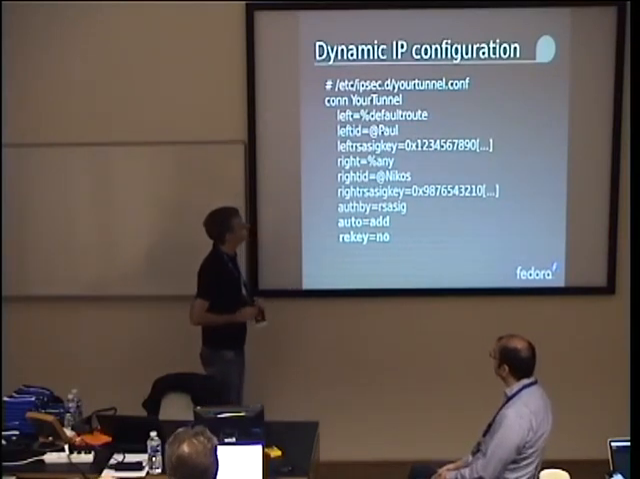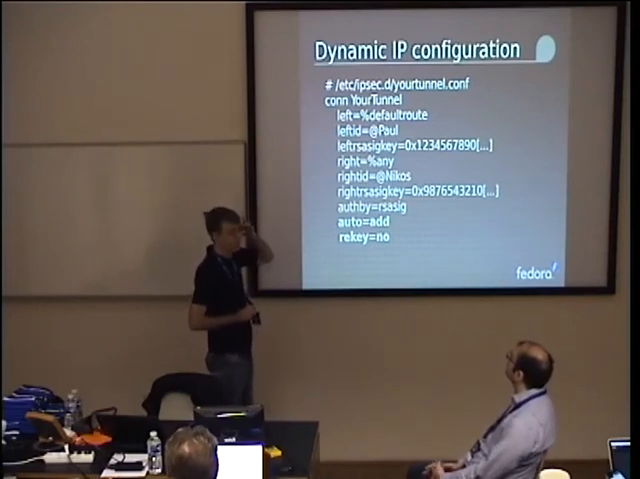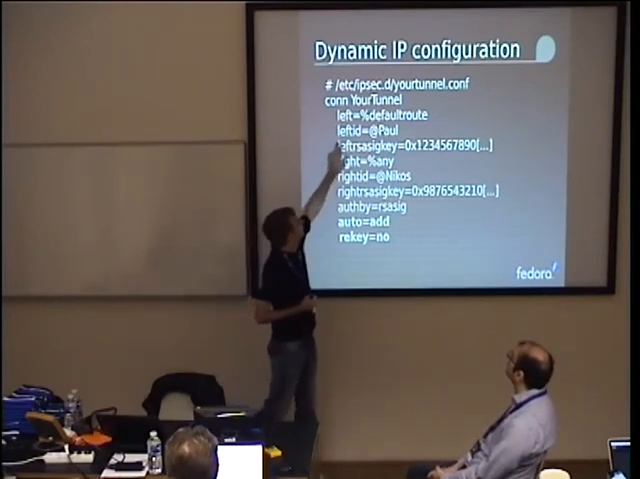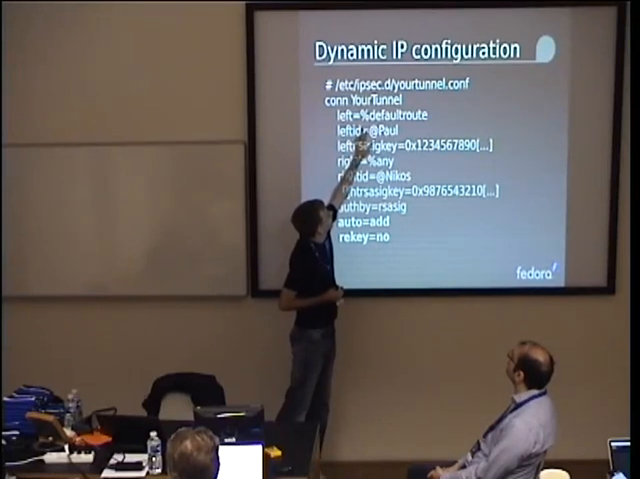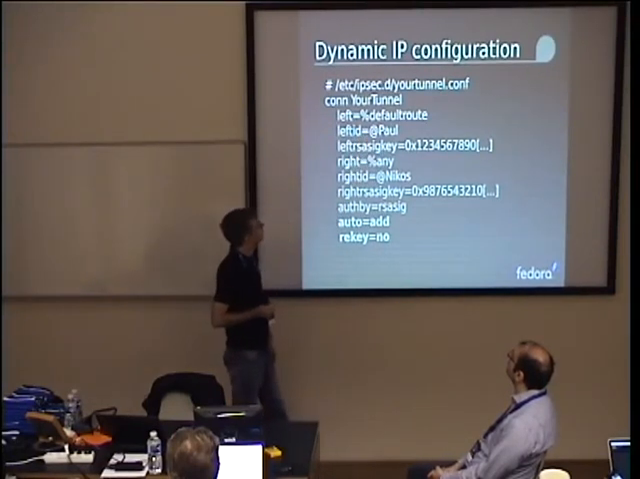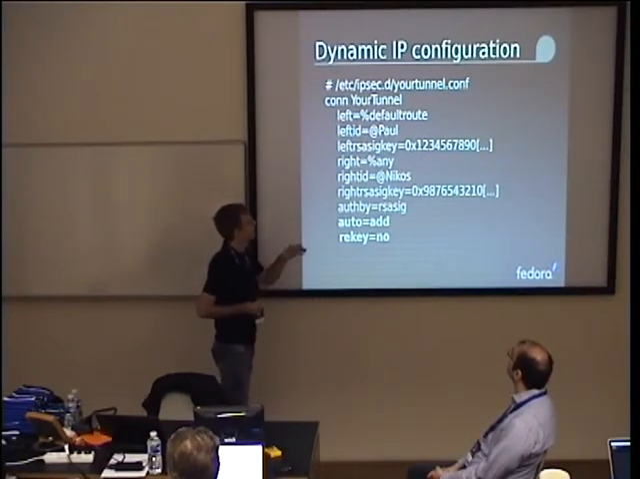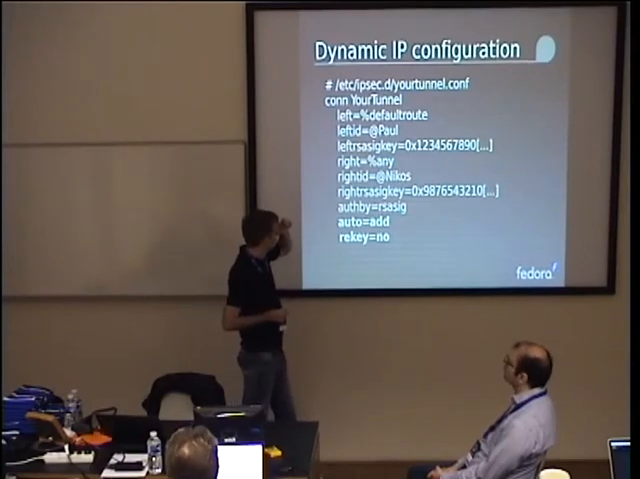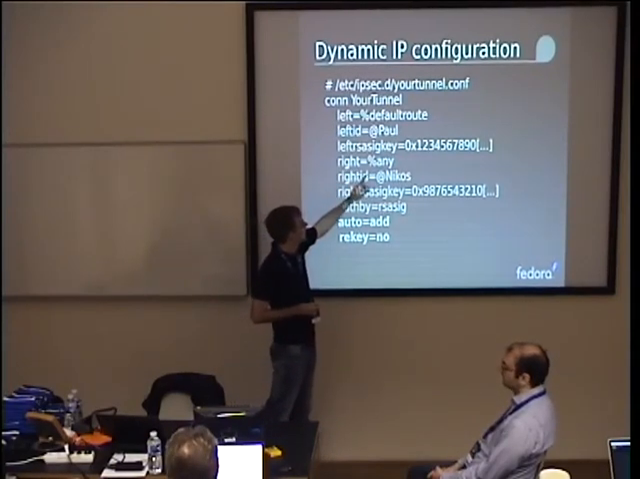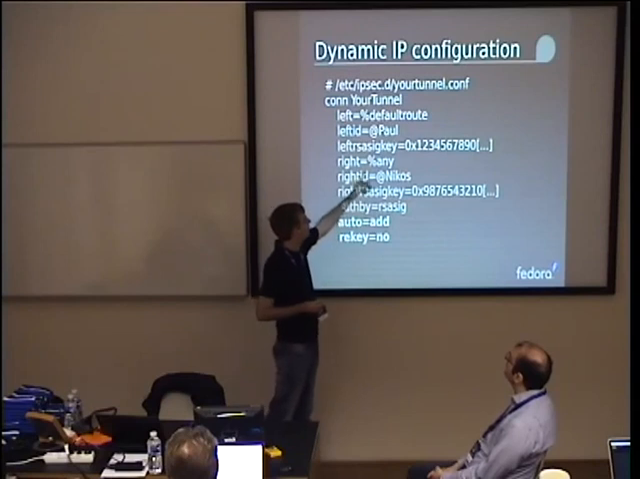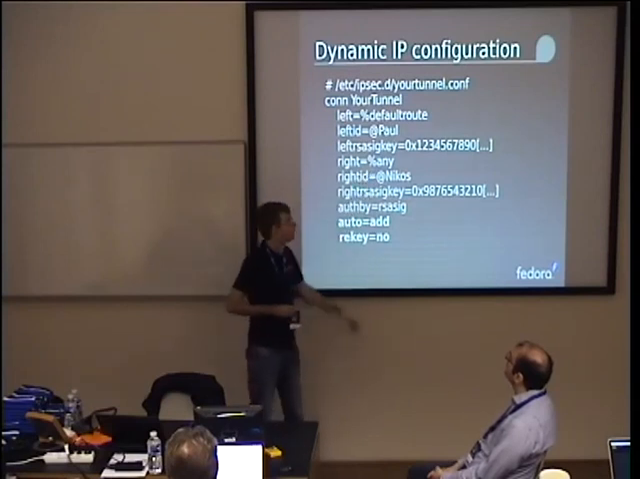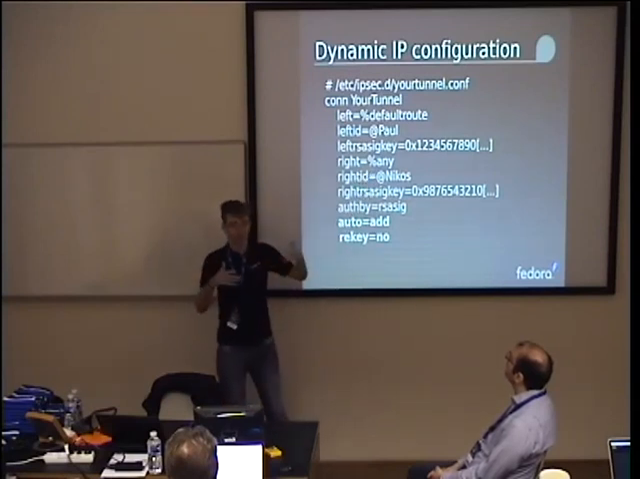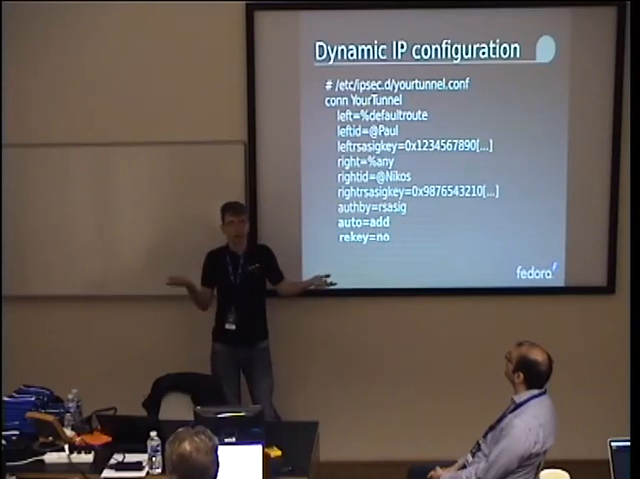Dynamic IP. So for one, if you are on a dynamic IP, you can do left equals %defaultroute. It will just pick up the IP you have and use that to go out. If you want the other side to be random when they connect to you, you can use right equals %any. Of course, you can't really use this in real life, because if both ends don't know where to find each other, then it stops, right?